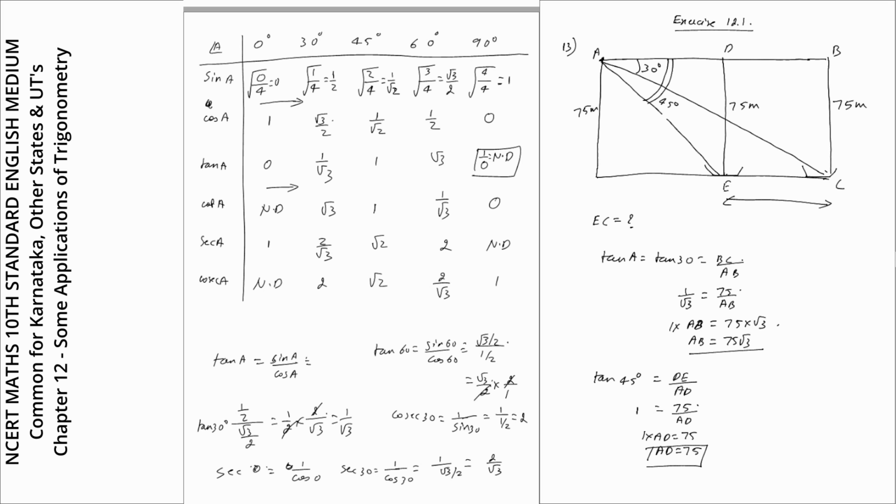Now what is DB? DB is equal to AB minus AD. What is the value of AB? AB is 75 root 3. What is AD? AD is 75. So 75 is common: 75 into root 3 minus 1 meters. This many meters is DB. But DB is also equal to EC. So EC is equal to 75 into root 3 minus 1 meters. So this is the distance between the two ships.